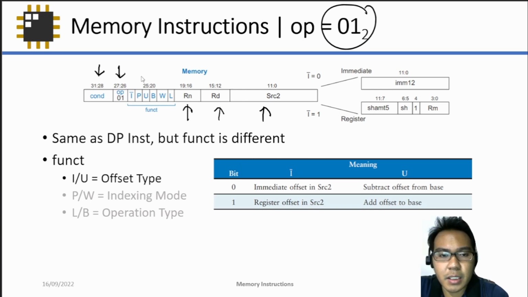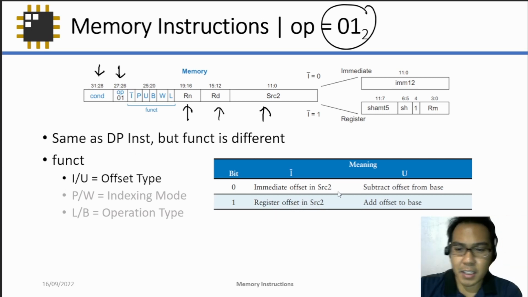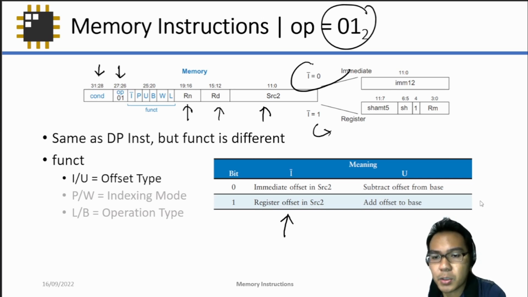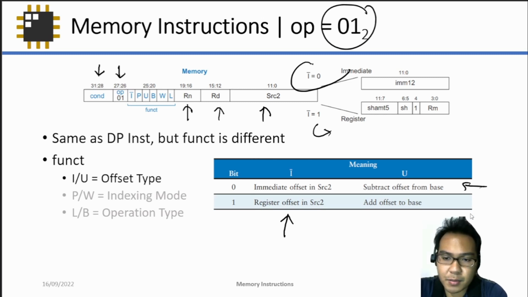So the funct is made up of I P U B W L. So they correspond to specific things. Okay. So here's the meaning of I and U. If I is 0, then it's an immediate offset. So right here. If I is 1, then it's a register offset. So right here. If U is 0, then we subtract the offset from the base. If U is 1, we add the offset to the base.